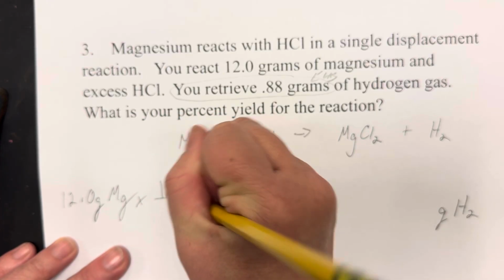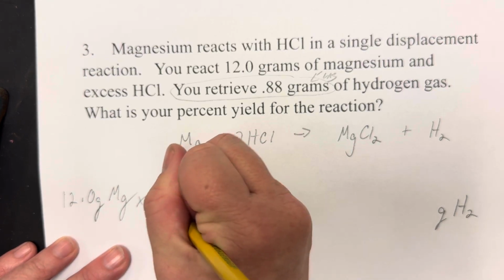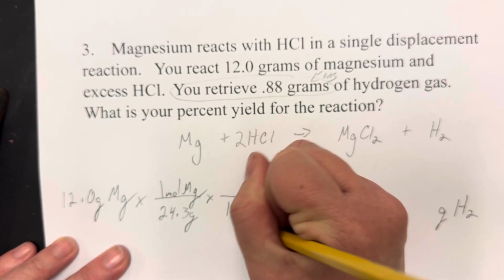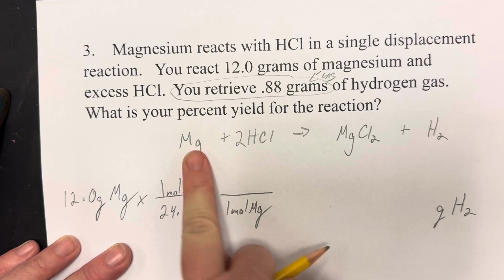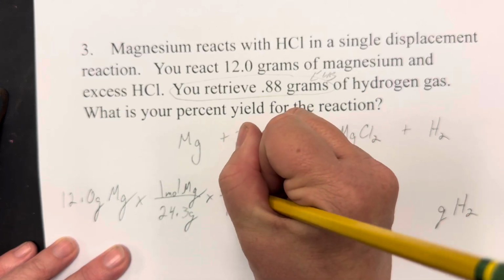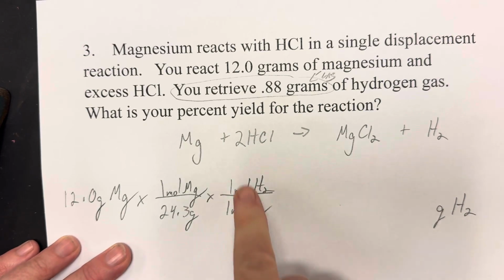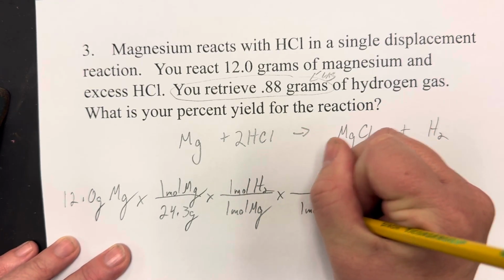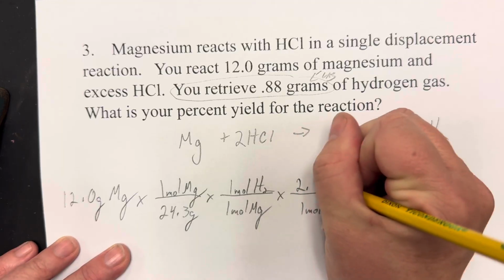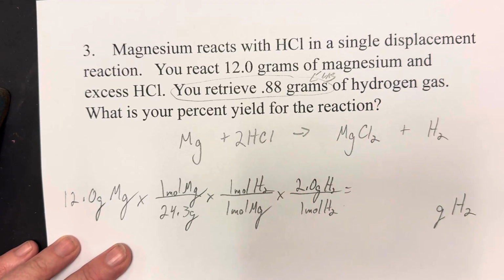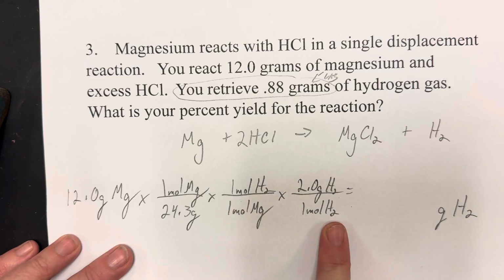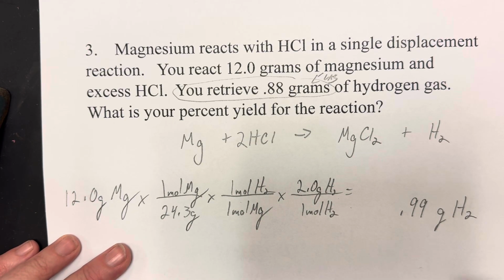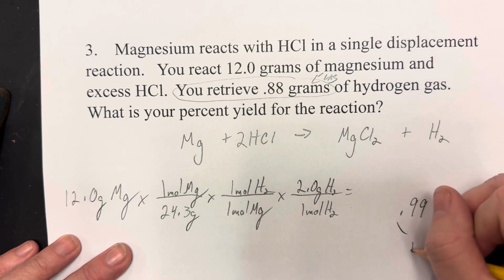1 mole of magnesium from your periodic table is 24.3 grams. For every 1 mole of magnesium, this is my mole to mole, 1 mole of magnesium, I produce 1 mole of H2. Even though this is the same number, you still have to include it in the problem. 1 mole of H2 is 2.0 grams. Once you put all of this into your calculators, you get 0.99 grams of H2. This is your theoretical yield.